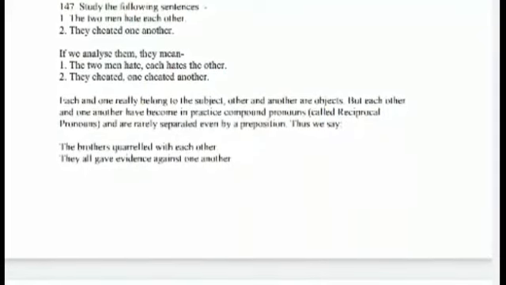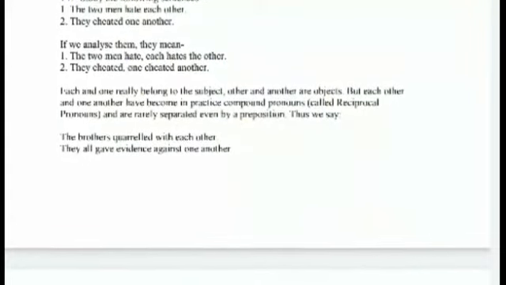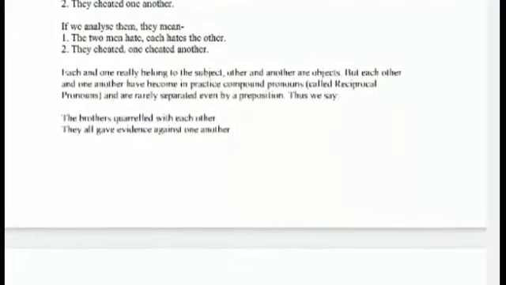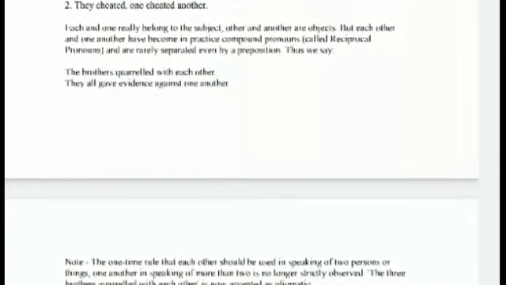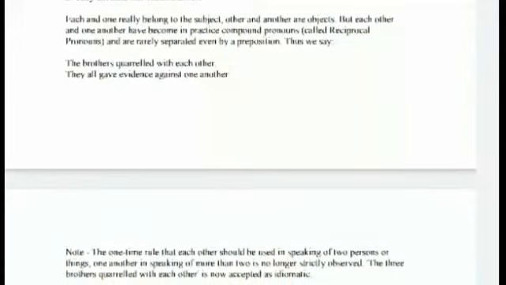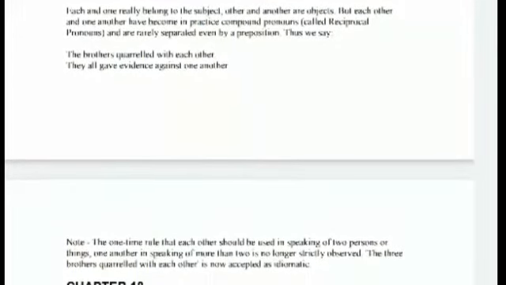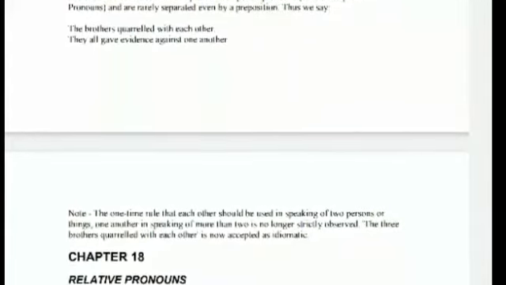But each other and one another have become in practice compound pronouns called reciprocal pronouns and are rarely separated even by a preposition. Thus we say the brothers quarreled with each other. They all gave evidence against one another. The one-time rule that each other should be used in speaking of two persons or things, one another in speaking of more than two, is no longer strictly observed. The three brothers quarreled with each other is now accepted as idiomatic. Okay, these are the examples for distributive pronouns. Next topic is relative pronouns.